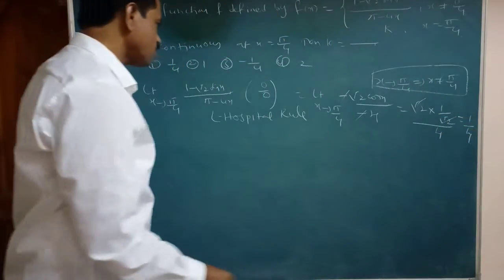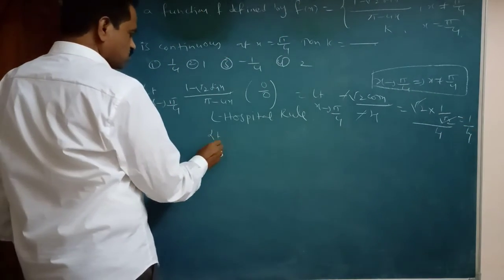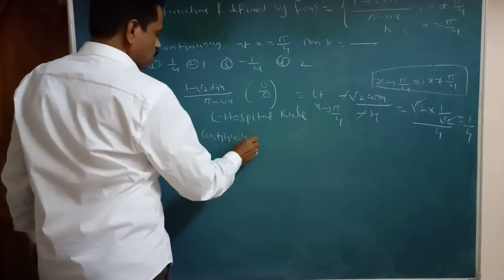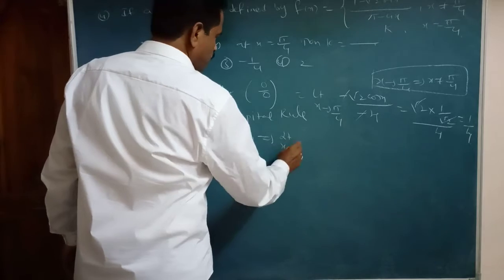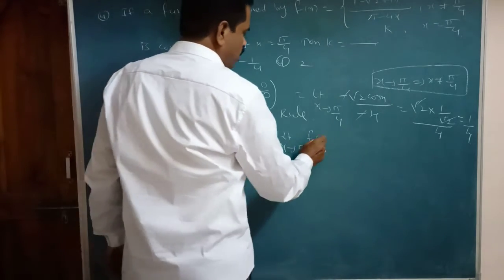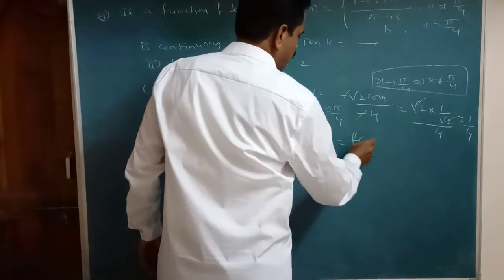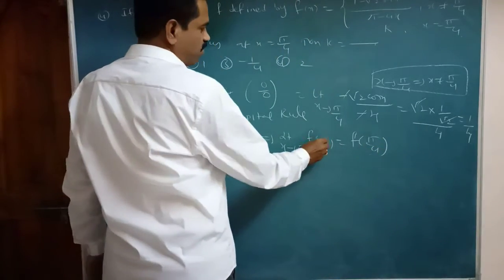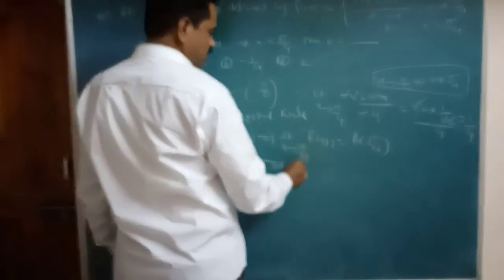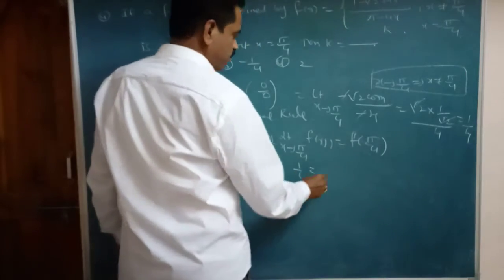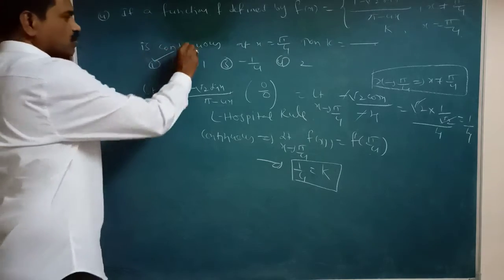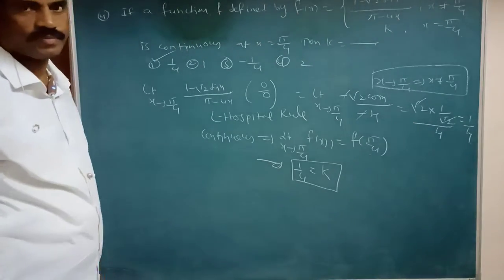1 by 4. We know that continuous means here limit x tends to pi by 4, f of x equal to f of pi by 4. So as x tends to pi by 4, the value of the limit is 1 by 4. f of pi by 4 is k. So the k value is 1 by 4. First option is correct.